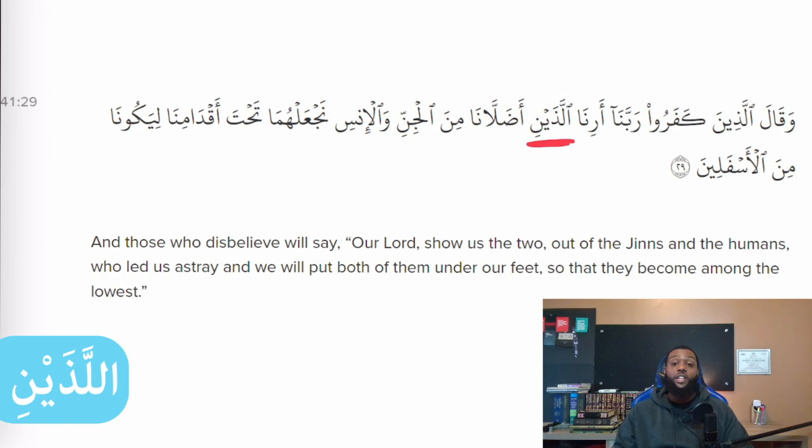Even though we haven't actually covered the verb yet, we spoke about the state of nasb being the common state for the object or detail of a verb. So الَّذَيْنِ here is acting as a portion of the detail of this verb, right? Which means it's in the state of nasb. الَّذَيْنِ أَضَلَّانَا. Show us the two who led us astray among the jinn and the human beings, and will place them under our feet so that they become the lowest today. So alladhani, default dual masculine relative pronoun, but sometimes becomes alladhaini, right? When it's either in the state of nasb or jar.